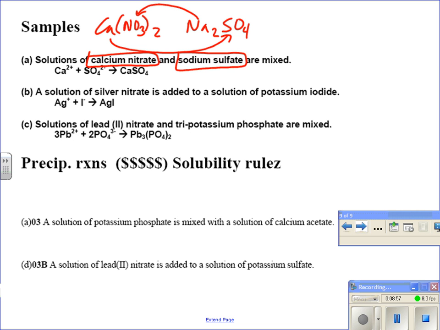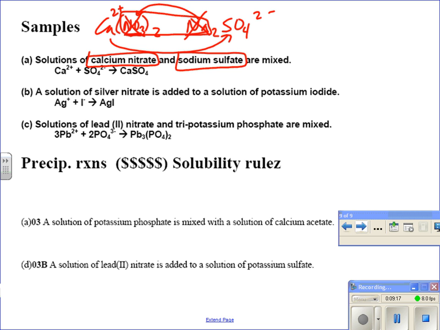Well, when I look at this, I know anything that contains a nitrate, the new one, sodium nitrate, is always going to be soluble, and if it has sodium, it's always going to be soluble. So I know the sodium and the nitrate are always soluble. That leaves me with Ca, which is 2+ charged from the periodic table, and SO4 2-.